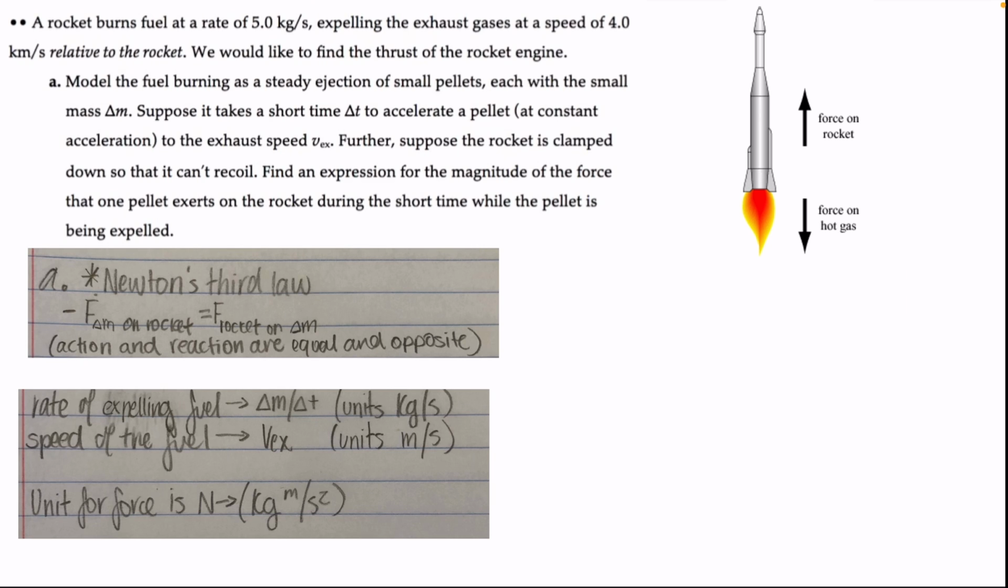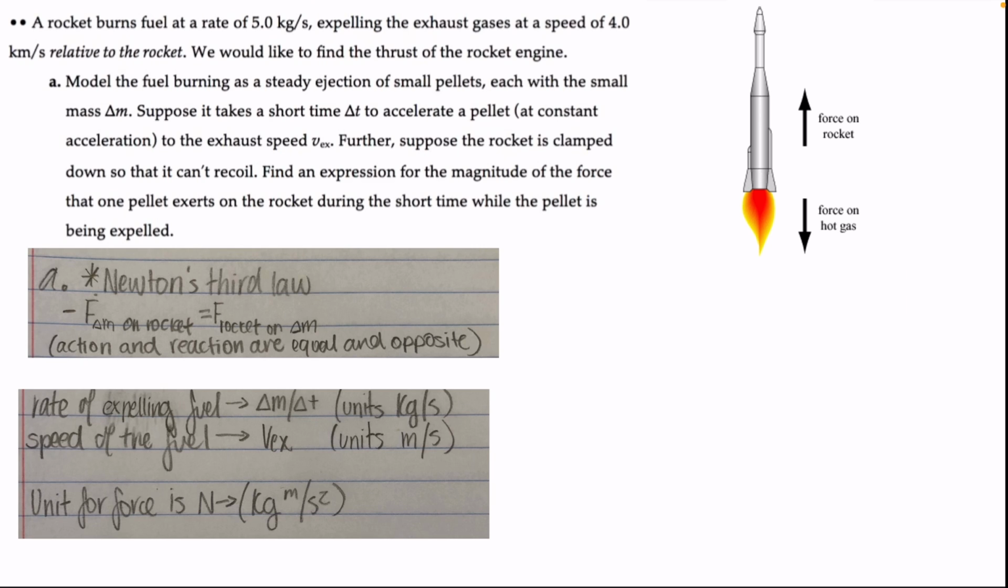Since the problem is asking us to find an expression for the magnitude of the force of one pellet on the rocket, we can use some of those figures that they've given us to help come up with a model. It gives us originally that the rocket burns fuel at a rate of 5.0 kilograms per second, which the problem wants us to represent, when modeling, as Δm over Δt.